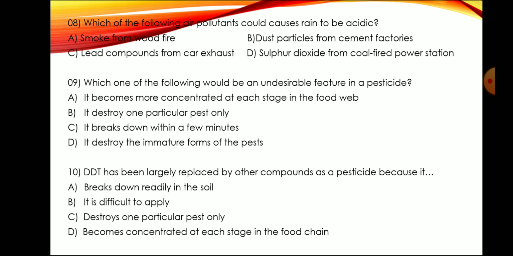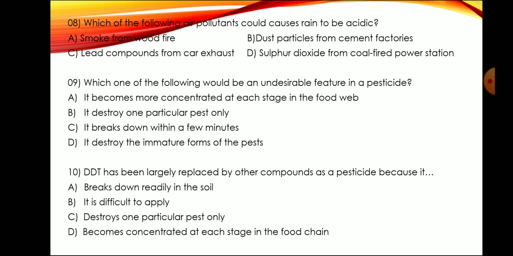So the sulfur dioxide reacts with the water, and then acidic rainfall takes place. In such a way the rain becomes acidic. So the correct answer is D.